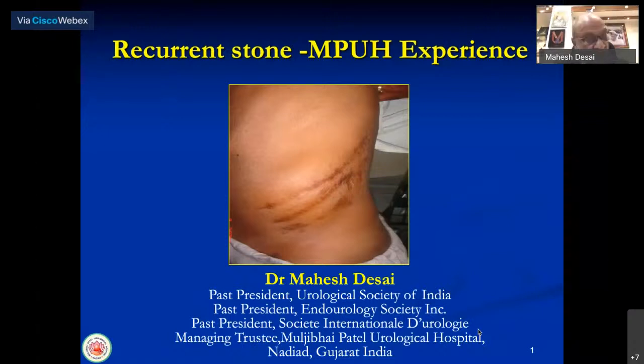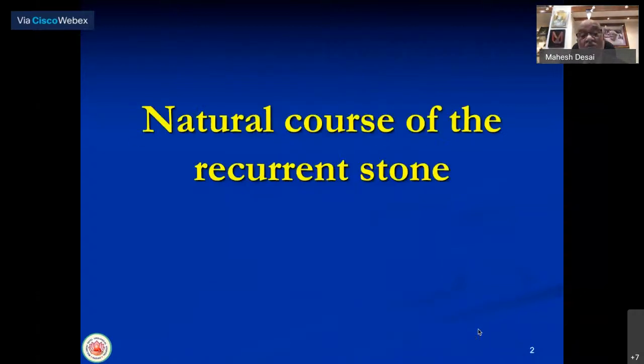So for the last 42 years, one of the main diseases we've been treating is stone. And sometimes it is so painful to see the patient whom you have cleared completely walk back into your clinic with a recurrent stone. This is a patient from a long time back who has undergone open surgery 3 times. So what is the natural course of the recurrent stone?